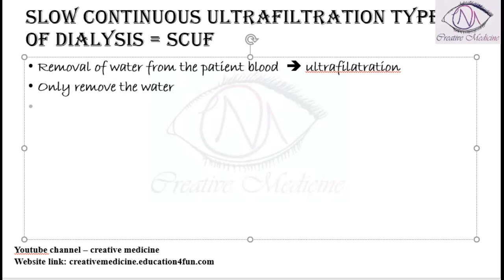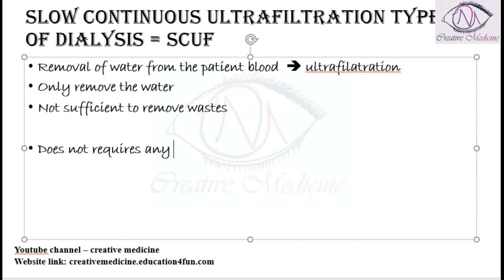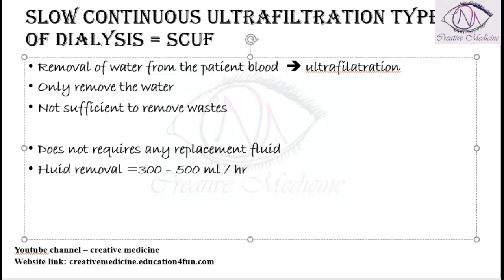It is only done to remove the water. It is not an efficient method to remove the wastes. Slow continuous ultrafiltration does not require any replacement fluid, and the water or fluid removal here is almost 300 to 500 ml per hour.